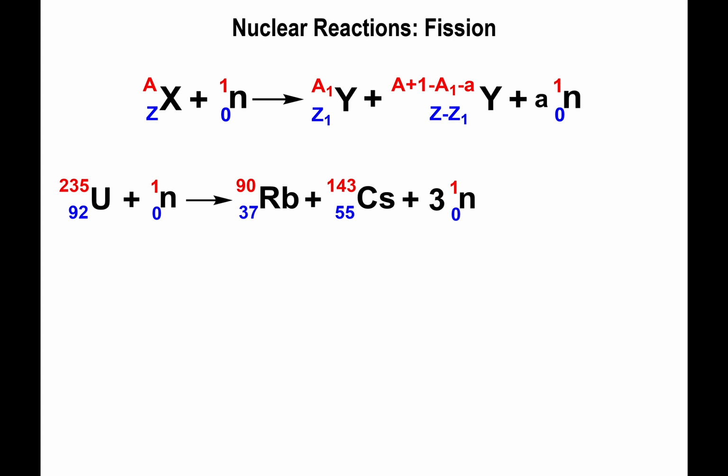And as you can see, the logic is just the same as before. You add the top numbers together, they have to equal the same on both sides. You add the bottom numbers together, and they have to equal the same on both sides.